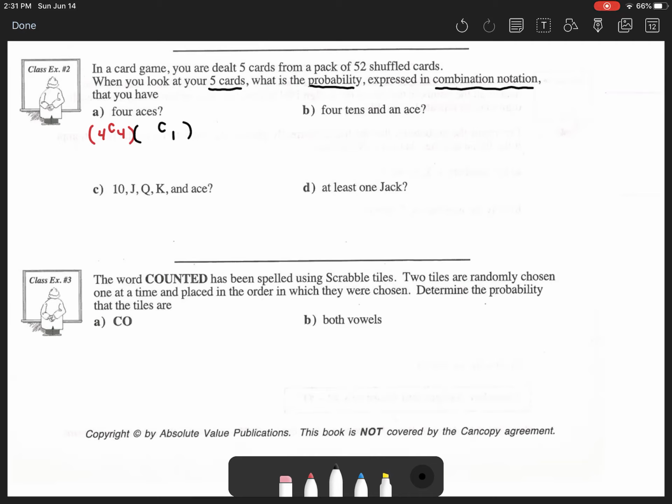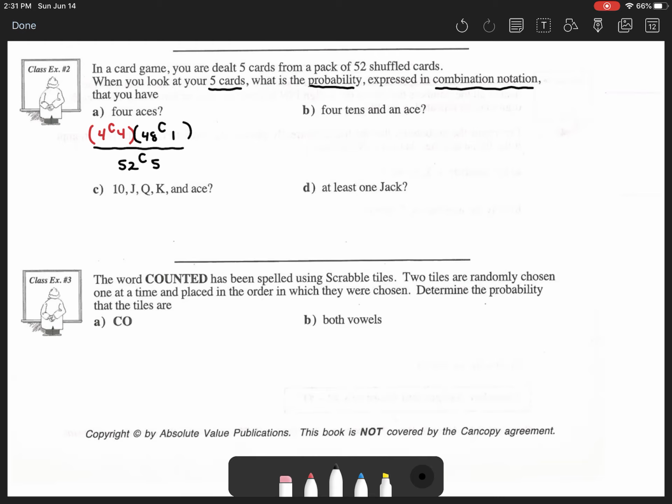So I have to choose 1 more card. Now, that 1 remaining card is going to come from the 48 cards that are not aces. So there are the combinations for me selecting those 4 aces. If I want probability, I must now divide by all possibilities, which looks like this: 52 cards in the deck, choose 5. And there you go.